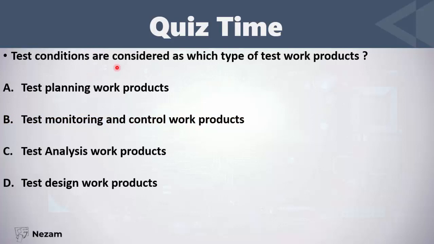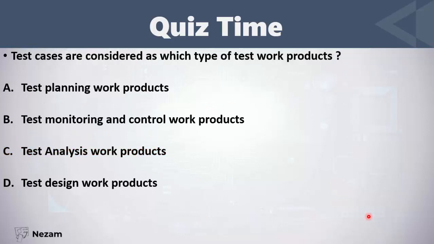Test conditions are considered as which type of test work products? Test planning, test monitoring and control, test analysis, or test design. Of course, it is test analysis. Test cases are considered as which type of test work products? Test planning work products, test monitoring and control work products, test analysis work products, test design work products. Test cases are part of test design.